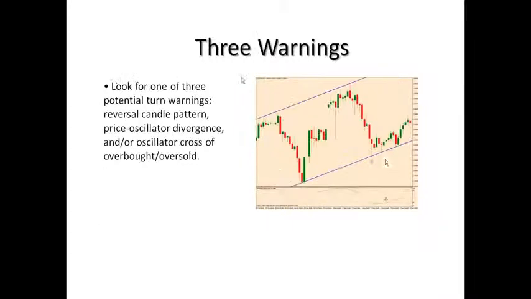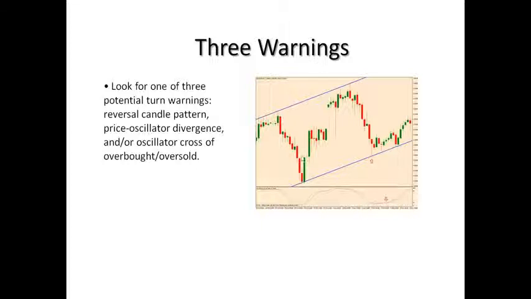Once you have your backdrop, what do you look for? You look for one of three warnings. Once again, this is one of three warnings, okay? The first type of warning is the reversal candle pattern. And as I mentioned before, the ones I like the most are hammer candles and shooting star candles, sometimes doji candles, sometimes engulfing patterns.